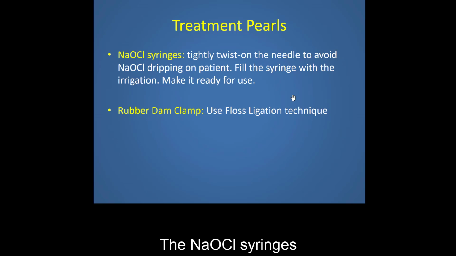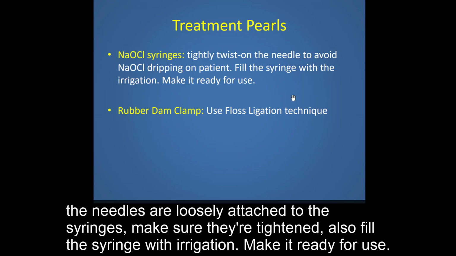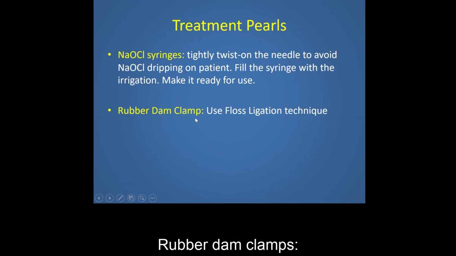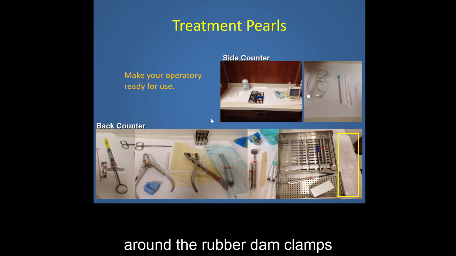The sodium hypochlorite syringes. Okay, tightly twist on the needle to avoid sodium hypochlorite dripping on the patient. This isn't your fault. The needles are loosely attached to the syringes, so make sure they're tightened. And also fill the syringe with irrigation. Make it ready for use. Rubber dam clamps. Use floss ligation technique around the rubber dam clamps.